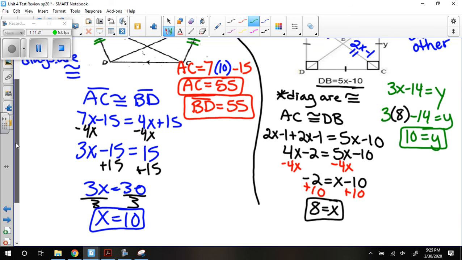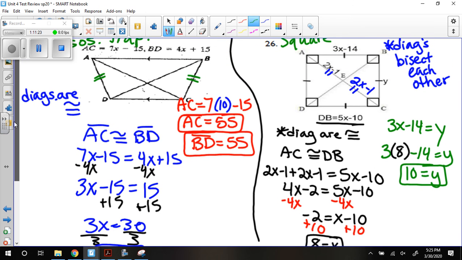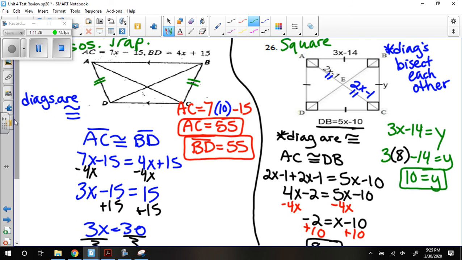Okay, we are told to find our segment lengths. So if I plug in up top here, 3x minus 14, 3 times 8 is 24, and 24 minus 14 is 10. Well, this is a square, and all sides are equal. So over here on the right where it says y, hey look, we know y is 10. So we know we got our variables correct since both of these sides ended up equaling 10.